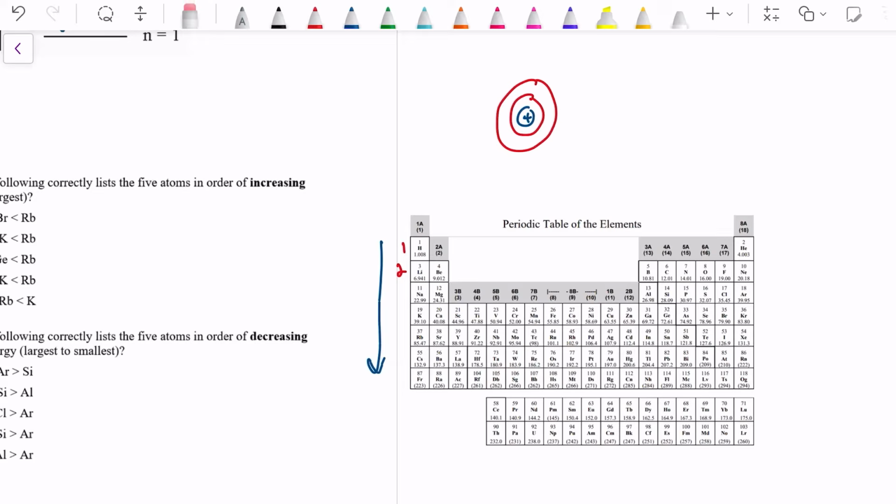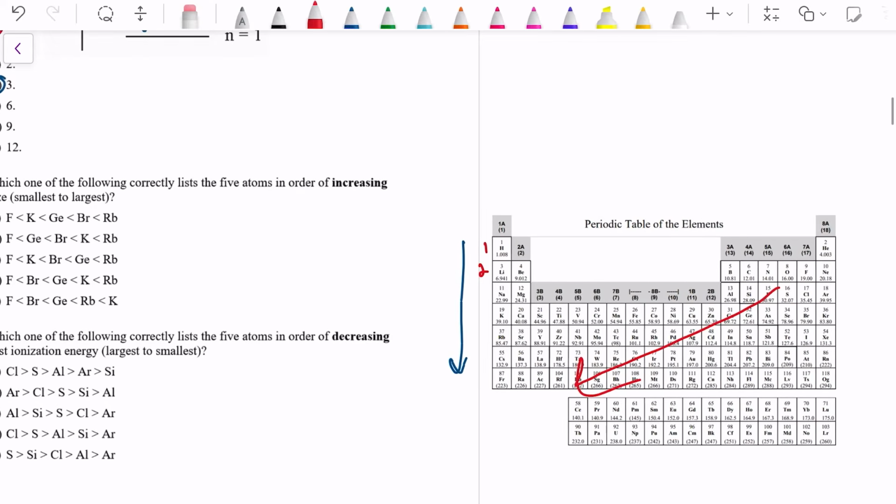And then the elements on the left-hand side, as compared to the right, are a little bit less electronegative, which means their energy levels are a little more relaxed, so they might be spread out a little bit more. So that's our trend in size. It trends this way, as in increasing size is in the bottom left.